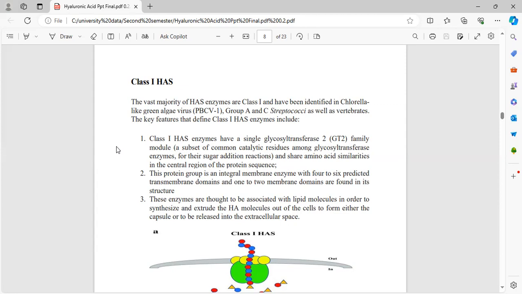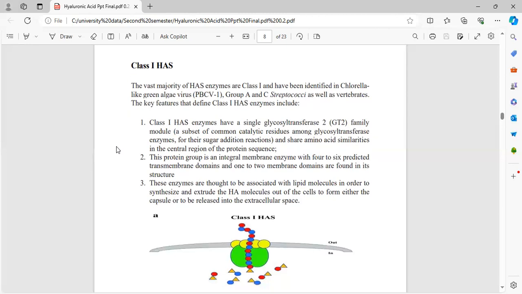Third, these enzymes are thought to be associated with lipid molecules in order to synthesize and extrude the hyaluronic acid molecules out of the cells to form either a capsule or to be released into the extracellular space.